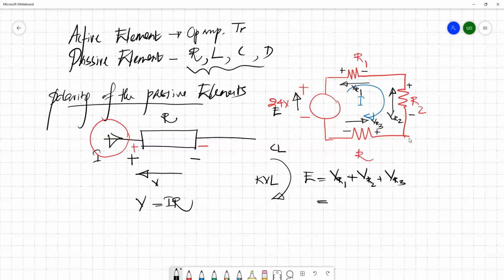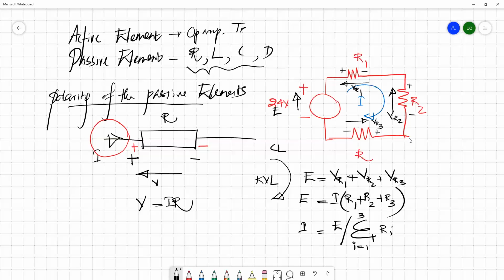So we can simply say that VR1 is I times R1, and the same current flows through the entire mesh. So we can take this I out, which is common for all the voltage drops, then R2 plus R3 equals E. So we can simply obtain the value of I, which is E divided by the sum of the Ri's.